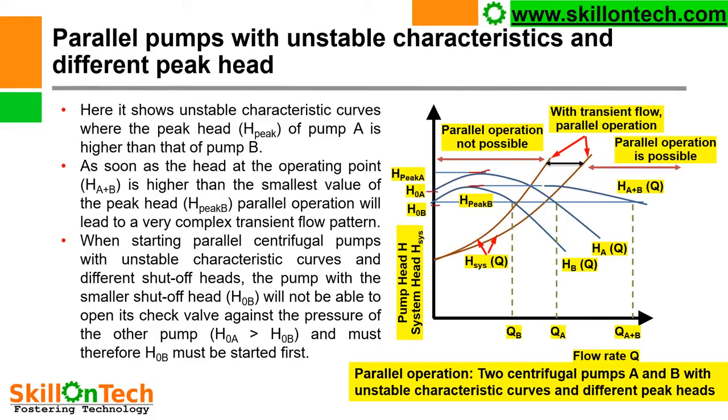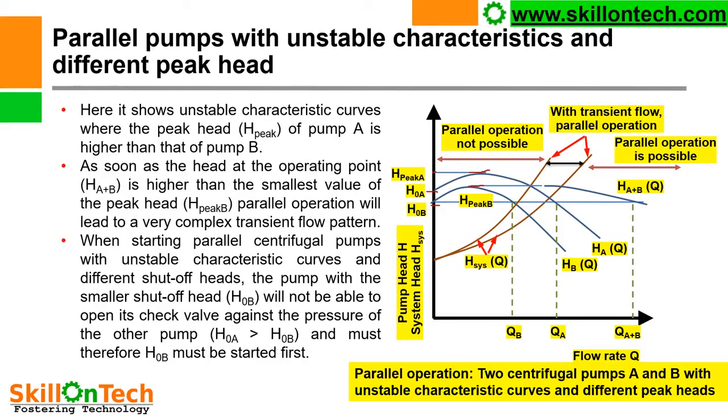So here it shows an unstable characteristics curve where the peak head H peak A of pump A is higher than that of pump B, as long as the head at the operating point H A plus B is higher than the smallest value of the peak head H peak B.